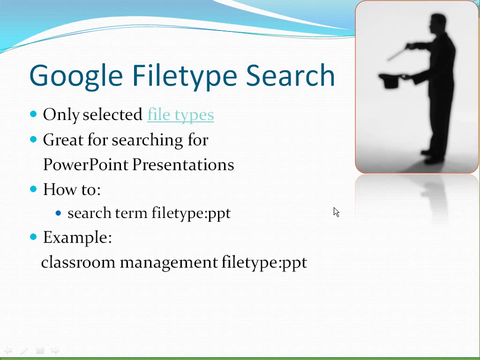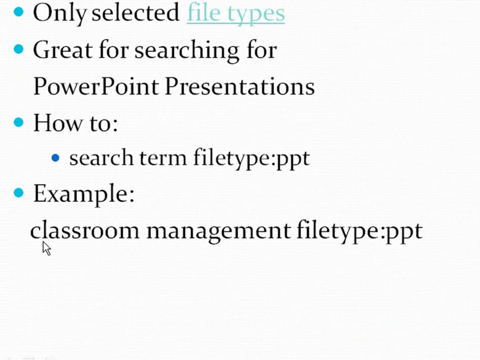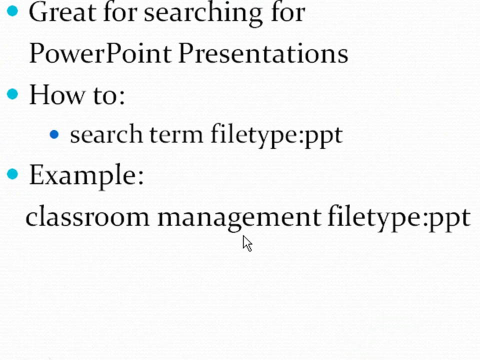But let's say that I am looking for something particular, like a document or a PowerPoint presentation on classroom management that I could actually use. This is where a file type search comes in handy. So what you would do is, here's an example, you would type in your term. In this example, the term is classroom management. But you don't stop there.